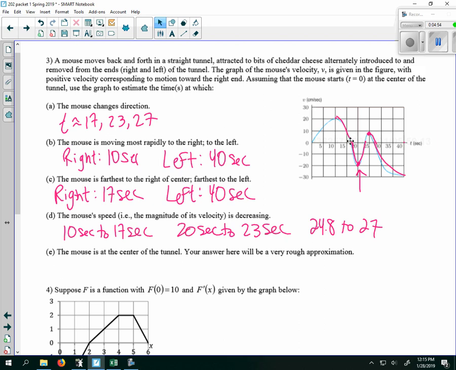When is the mouse at the center of the tunnel? So t equals 0, that's where he starts. 0 seconds, he's at the tunnel. So now I need to estimate when he has traveled equal distances to the right and to the left. So we're looking for the area under the curve above the x-axis and below the x-axis to be equal.